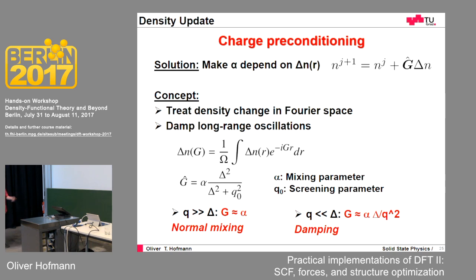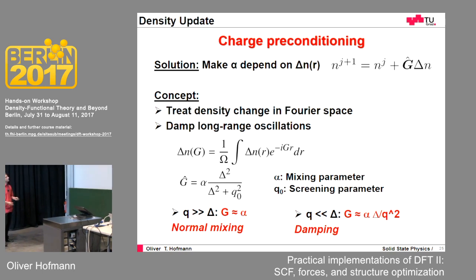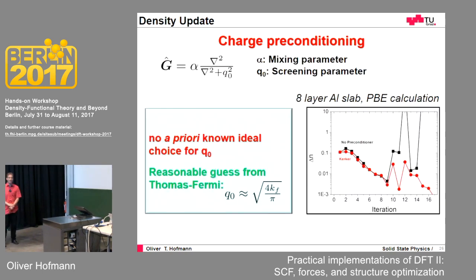You then apply this Kerker operator if you want to. That again depends on the mixing parameter and what's called a screening parameter. This is what you put into AMS if you have preconditioner Kerker and then a number. This is then the screening parameter. And once again, the screening parameter unfortunately is a free parameter that you need to select somehow. And once again, unfortunately, there's no ideal choice for that. There's typically a default, but it's not guaranteed to be the best choice in any code.